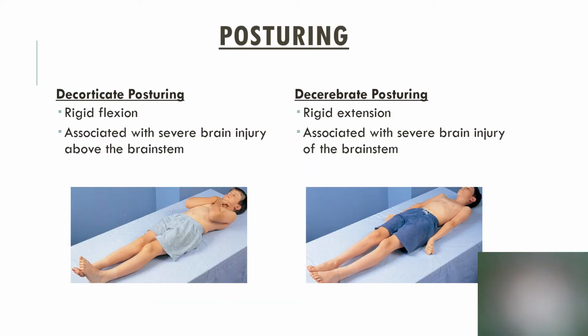So additionally, when we are looking at posturing and movements, we do want to pay attention to decorticate or decerebrate posturing, which can be indications of severe brain injuries above the brainstem or at the brainstem. So decorticate or rigid flexion, and you can see that young boy there has the arms flexed inward, is associated with brain injury above the brainstem. And decerebrate posturing is rigid extension. So you see his arms now are at his sides and very rigidly at his sides. Those are associated with brain injuries of the brainstem.